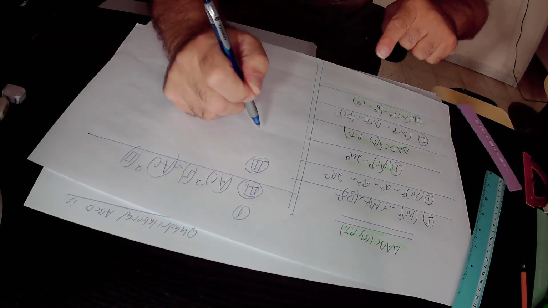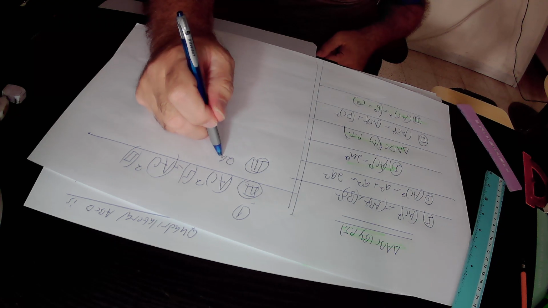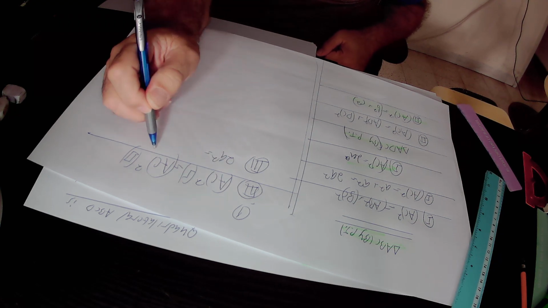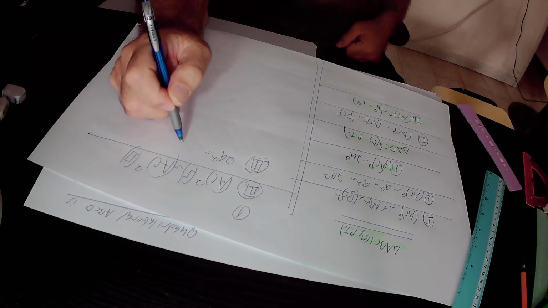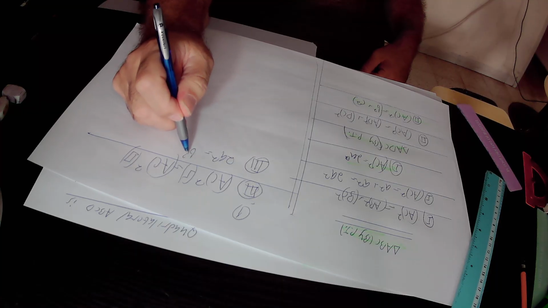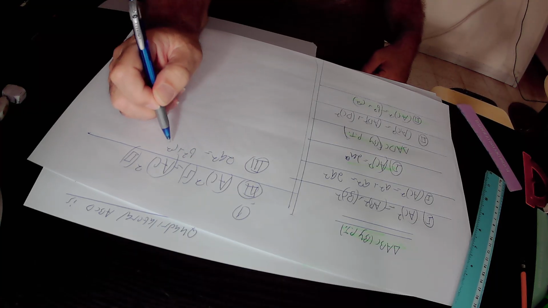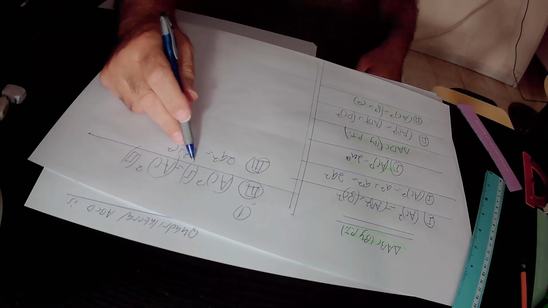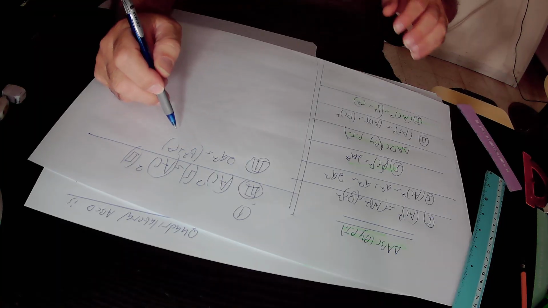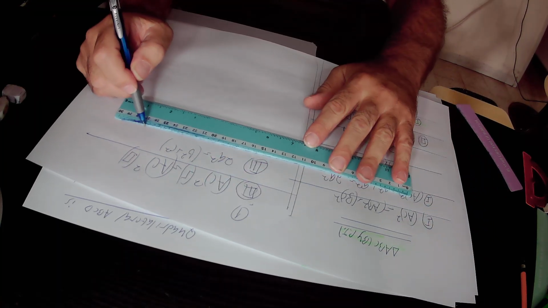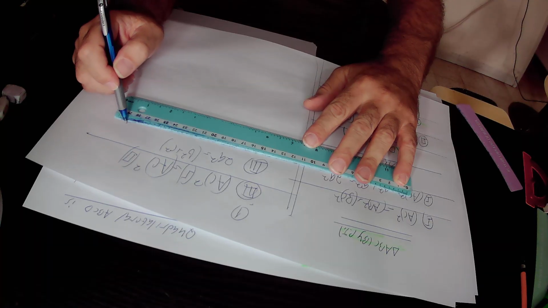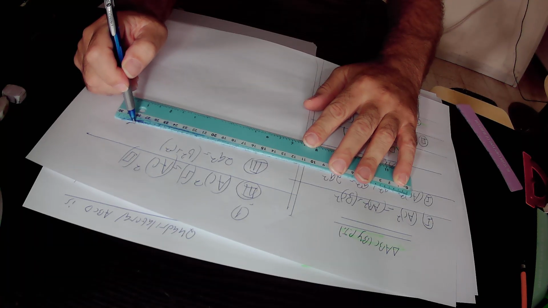AC squared according to equation 1 equals 2A squared, and it must be equal to AC squared according to equation 2, that equals B squared plus C squared. So in total, according to equation 3, we should find out that 2A squared equals B squared plus C squared. So here we divide this equation 3 by 2.